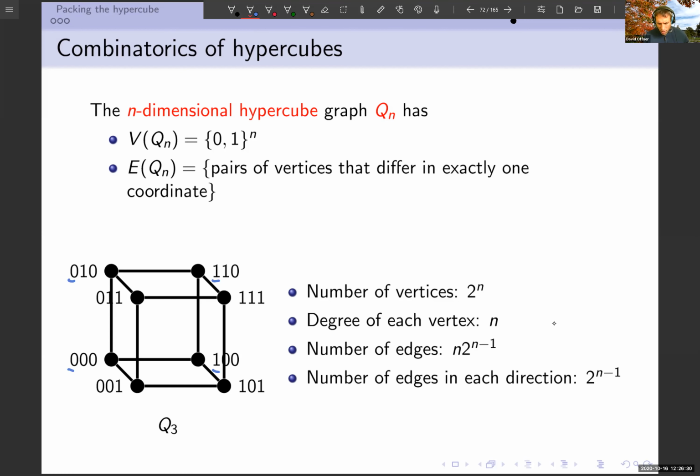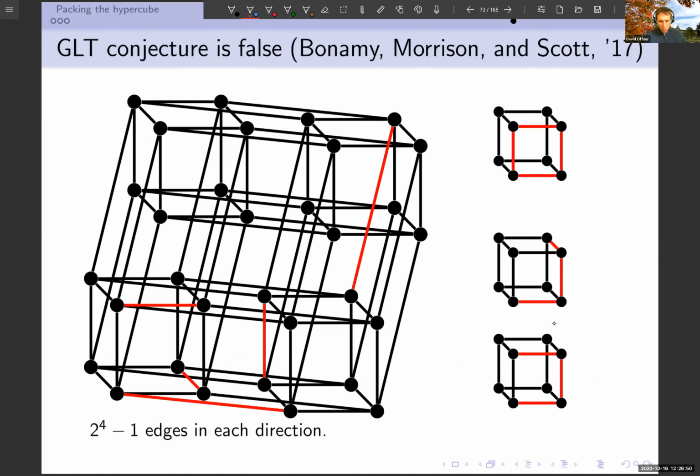We can call this the direction of an edge, which bit is being flipped, and the number of edges in each direction is 2 to the n minus 1. There are 2 to the n vertices, and n times 2 to the n minus 1 edges, and by the symmetry among directions, there must be 2 to the n minus 1 in each direction. Okay, so what did Bonamy, Morrison, and Scott do? They constructed this graph that has 2 to the 4th minus 1 edges in each direction. Q5 would normally have 2 to the 4th edges in each direction, so they kill 1 in each direction.